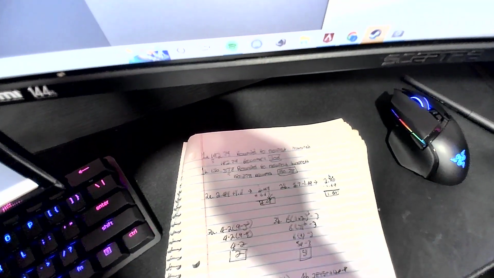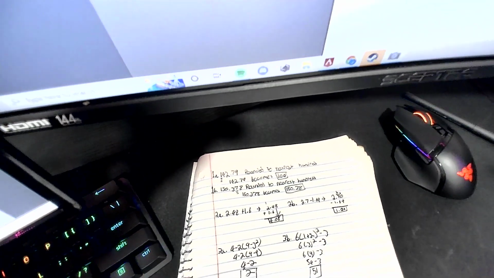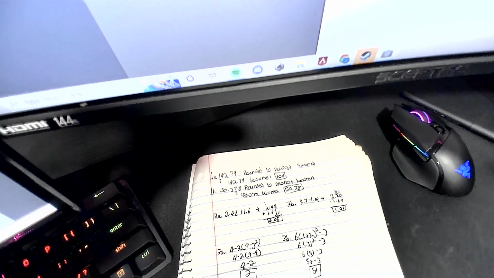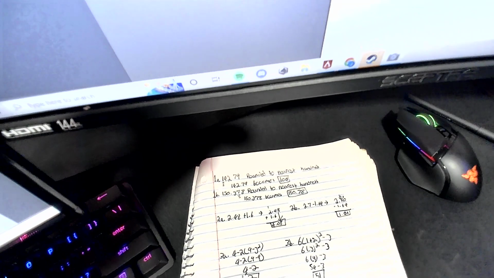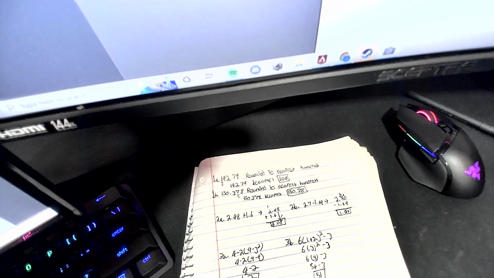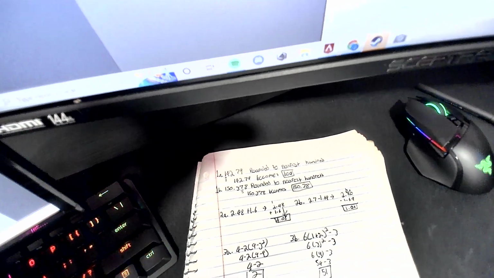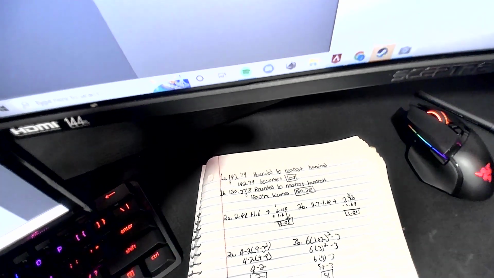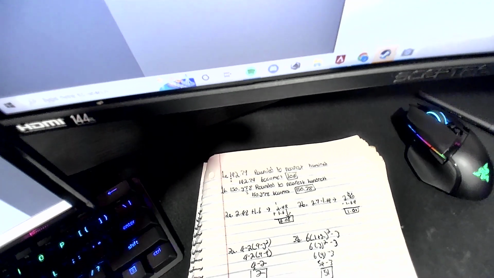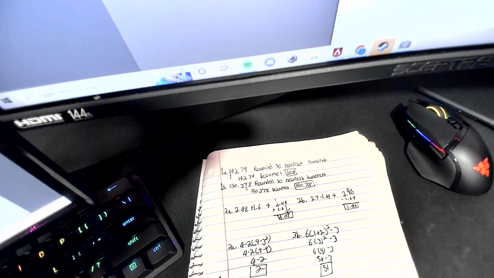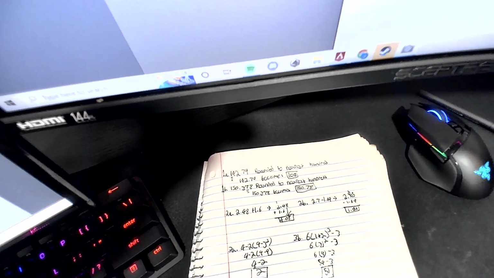My first problem is 142.79 rounded to the nearest hundredth. I rewrote that down and then I underlined the number that I was going to round, and in this case it was the 1, and the number after 1 is 4. So when we round, if it's not 5, then we round down, but if it's 5, we can round up, so rounding to the nearest 100 would get us 100.